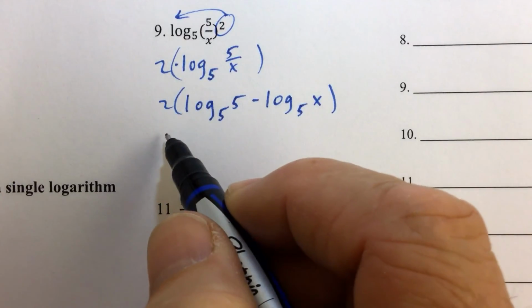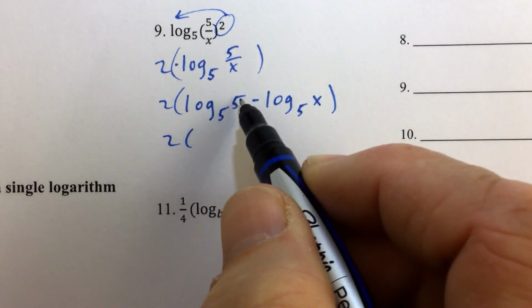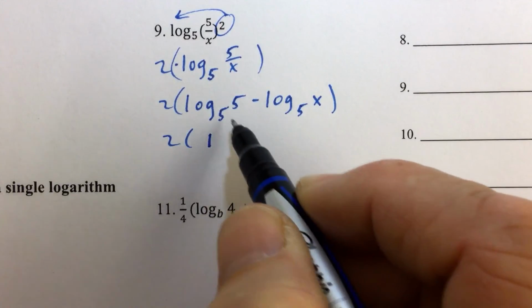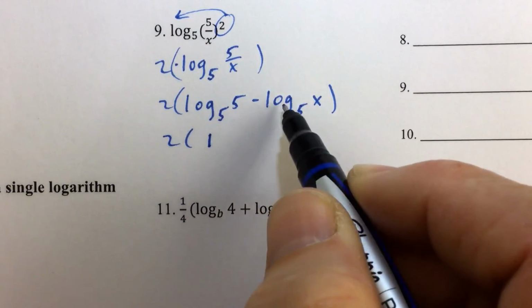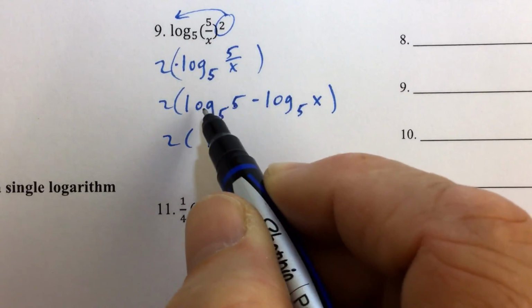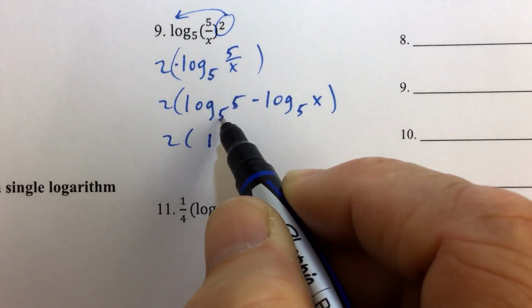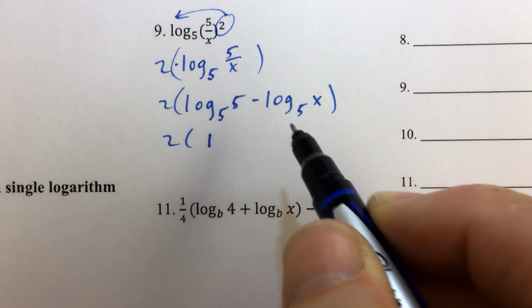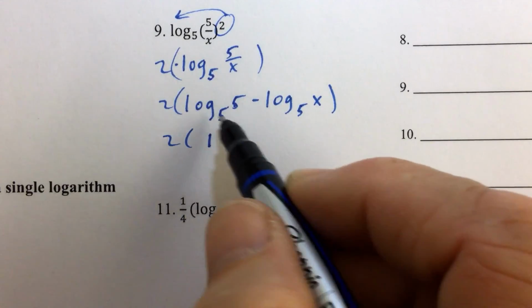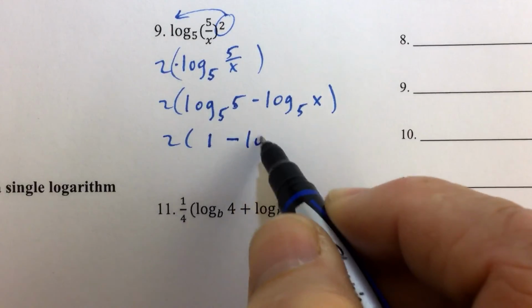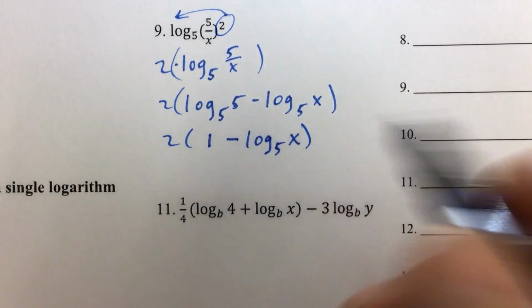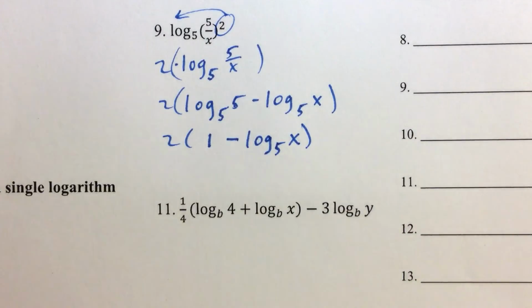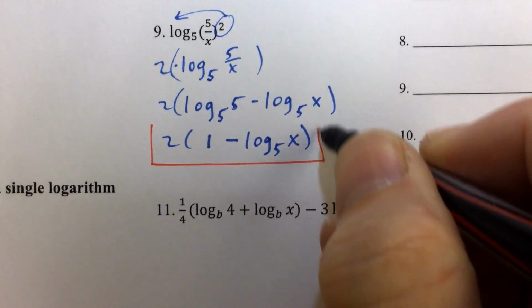Well, one thing you might notice is that log base 5 of 5 is just 1, because as long as the base and the argument are the same, it's 1, because 5 to the first power equals 5. Remember, the log is an exponent. It's the exponent that you have to raise the base to get to the argument. So we can simplify that by writing 1 minus the log base 5 of x, which we can't simplify at all, so we're going to leave that alone. And we might as well put a nice red box around it.